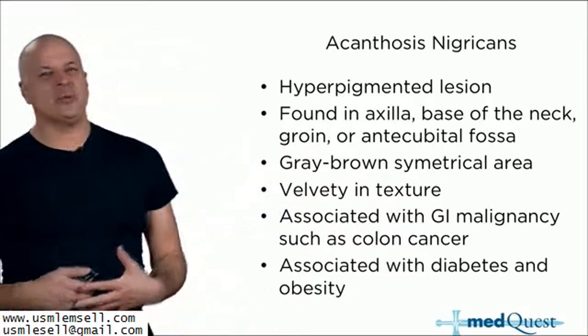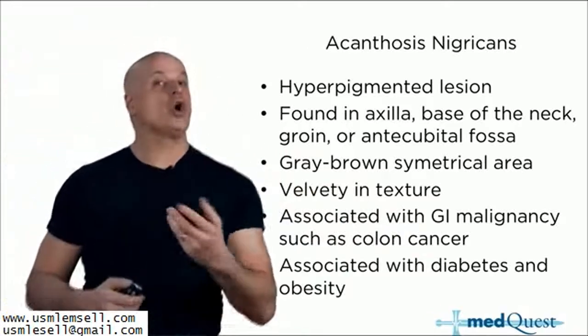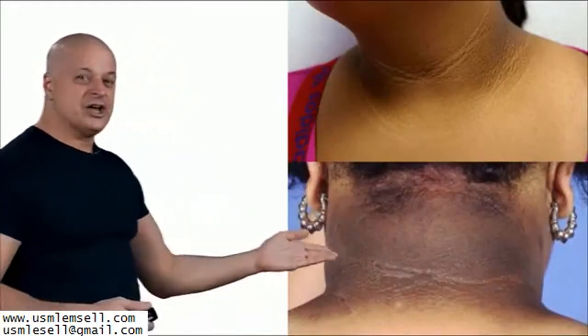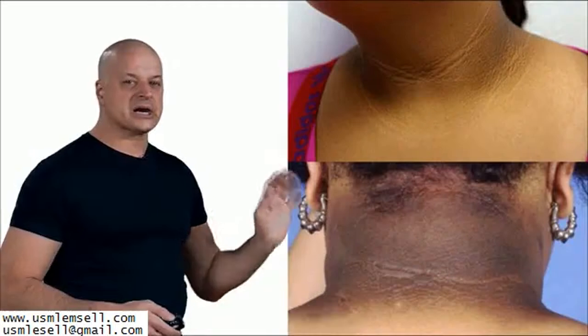So we can't say what causes acanthosis nigricans because we don't know what causes it. We just know that it shows up at the same time as diabetes and colon cancer. Velvety, nice, smooth, and that is acanthosis nigricans, simply an association.